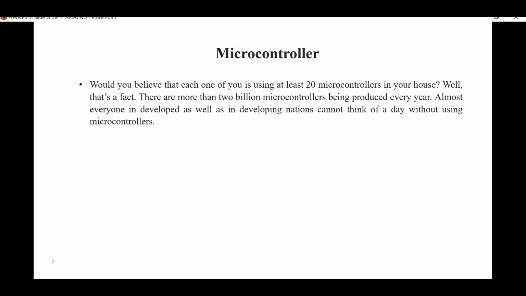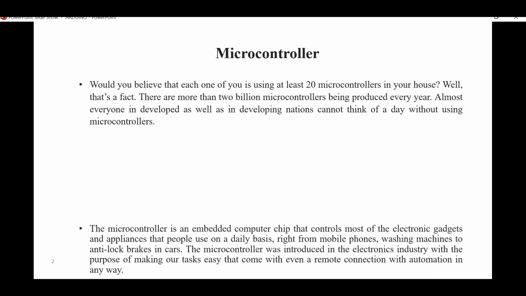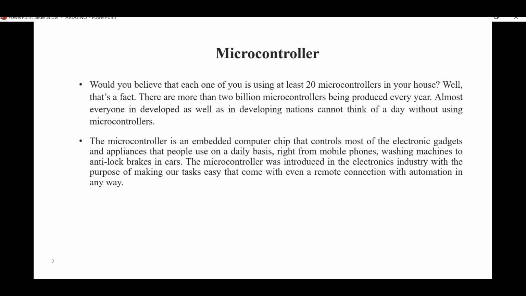In every home, we'll see at least 20 microcontrollers. That means we use microcontrollers in TV, headphones, washing machines, refrigerator, everything. Basically, a microcontroller is a computer chip that controls larger devices like refrigerators and washing machines. They can be controlled by using a microcontroller.